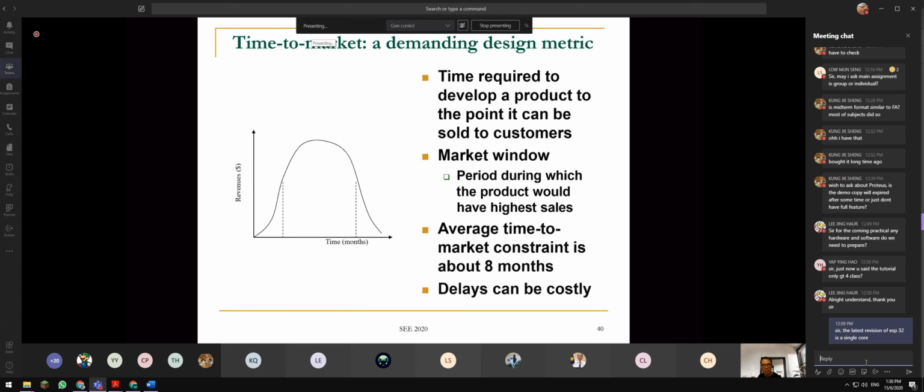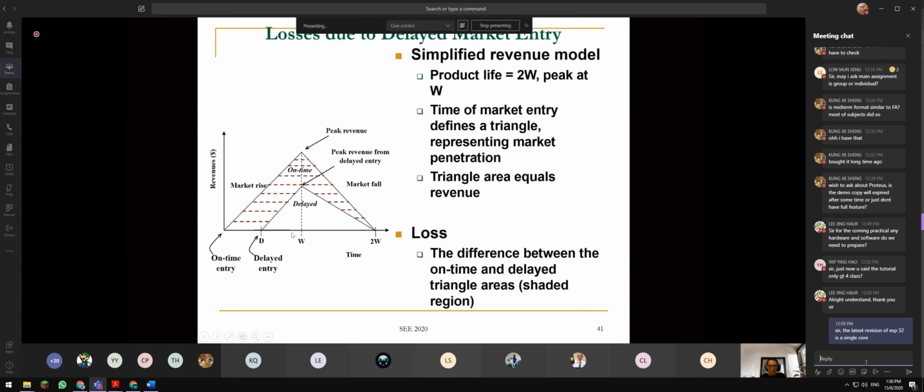Okay, for information. So let's move on. Why time to market is very important. This graph shows you that the peak here is the maximum revenue. Let's just go to an example. Let's say this is when it's on time, and this W here is on time, we make the maximum revenue.